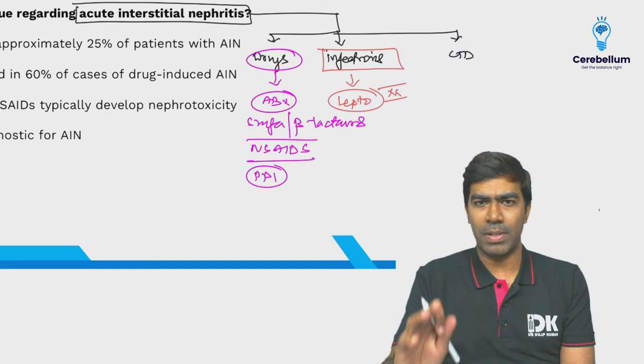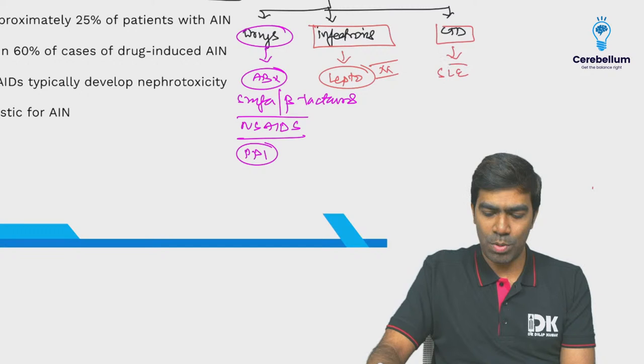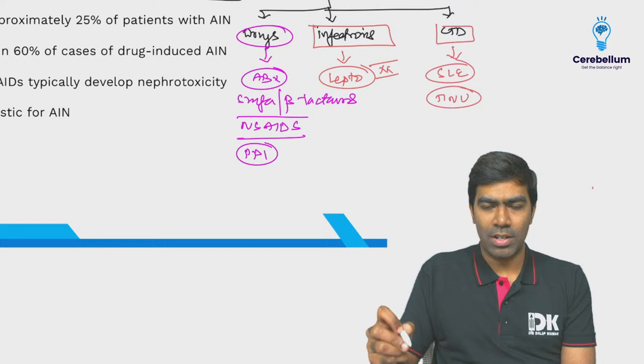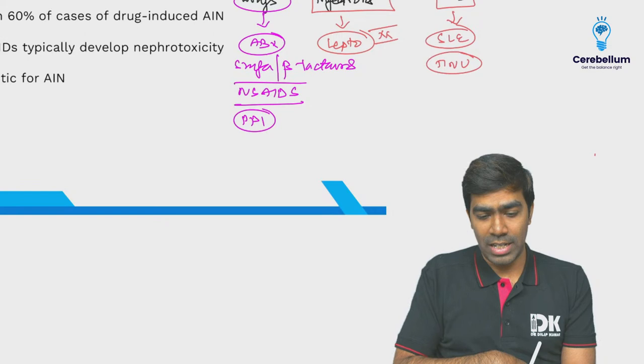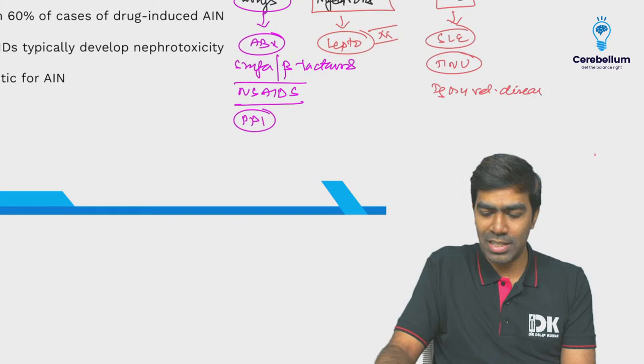So what about connective tissue disorders, CTDs? Plenty of CTDs can cause acute interstitial nephritis. SLE, very, very important. Okay, then Sjögren syndrome. Then rheumatoid arthritis is rare, but SLE, Sjögren syndrome. And there is a syndrome called TINU syndrome, that's called tubulointerstitial nephritis with uveitis. Whenever patient is having interstitial nephritis with uveitis, think about TINU syndrome. And finally, we have something called IgG4 related disease. This is an upcoming disease. We'll talk about this disease in the rheumatology discussion. IgG4 related disease. These are three conditions that commonly tend to be asked in exams.